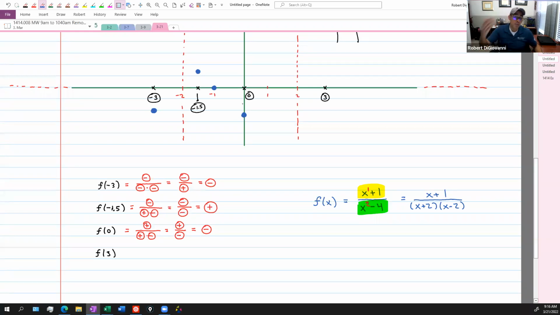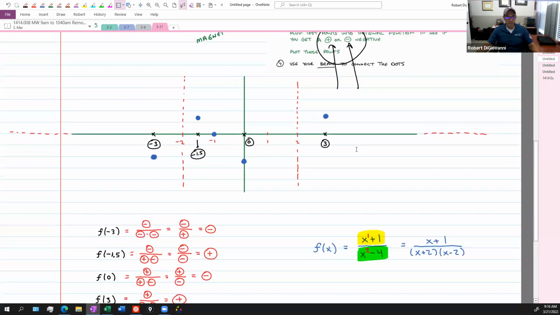And then finally, you plug in 3, right? So when you plug in 3, you should get on top a positive, and on the bottom, they'll both be positive. And that means that a positive over a positive will be positive still. I went through that one a little faster, but if you understand the idea, it's pretty easy. Just plug the number in. So over at 3, I'm going to put a point above the x-axis. All right, that's it.